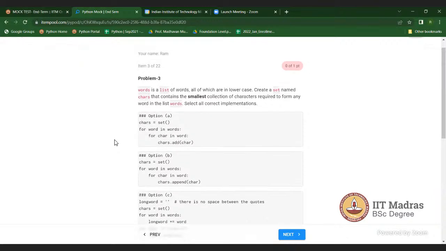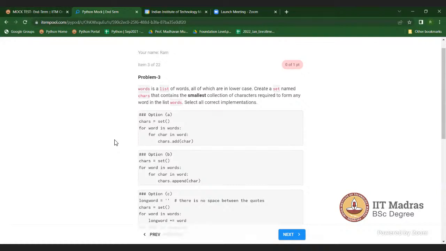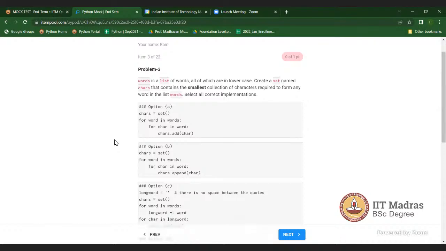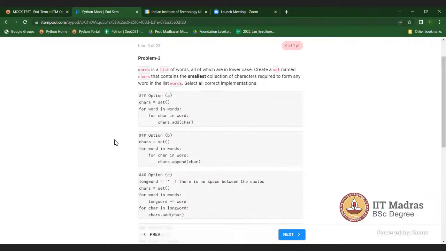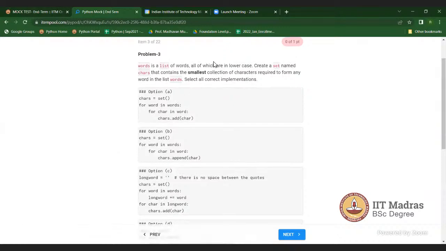So here we are supposed to create a set so that it will have the characters using which we can get all the other words in the list, right? Right. But in terms of code, which of these options will come to this? How to append? Append will not work, because that method itself is not for a set.